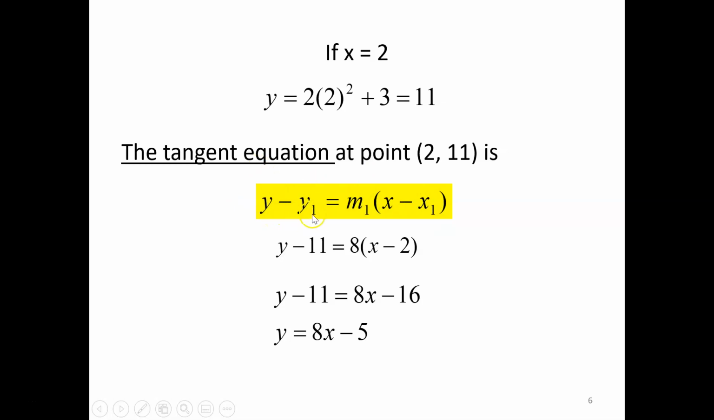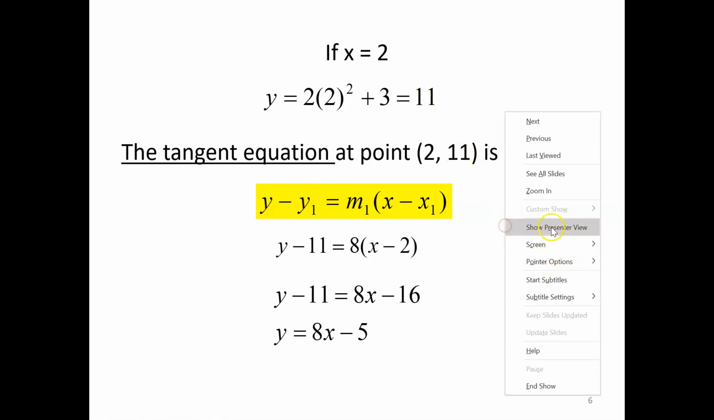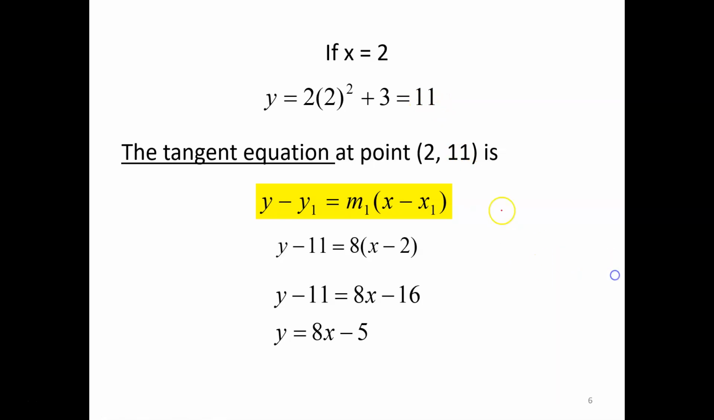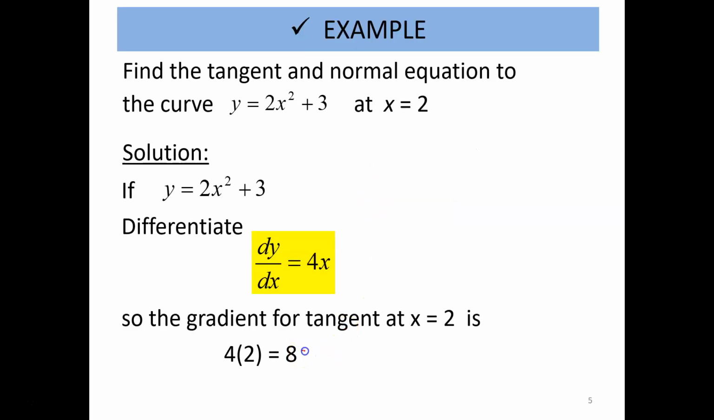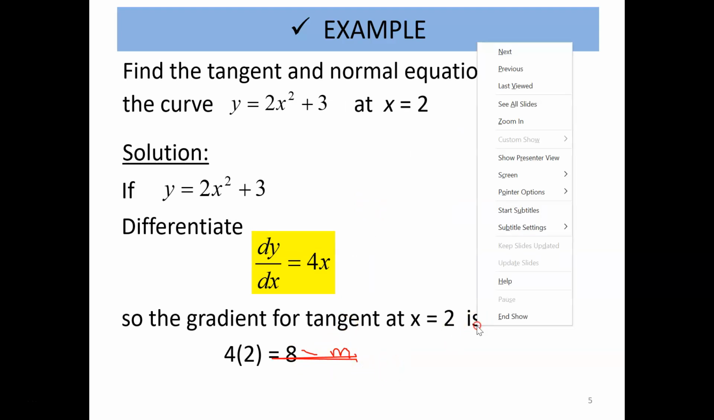So y minus y1, y1 meaning the point over here, this is your y1. This is your x1, and this will be your y1. Okay, so you just substitute the value into this formula, y minus y1, which is equal to 11. Your m1 will be the one you found, this one. This is your m1.